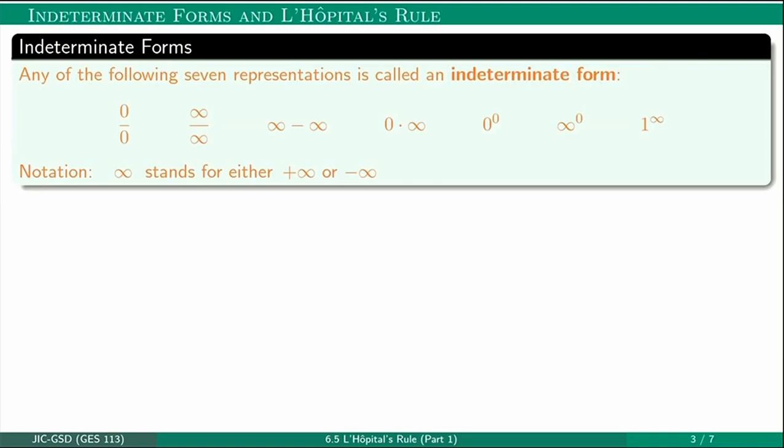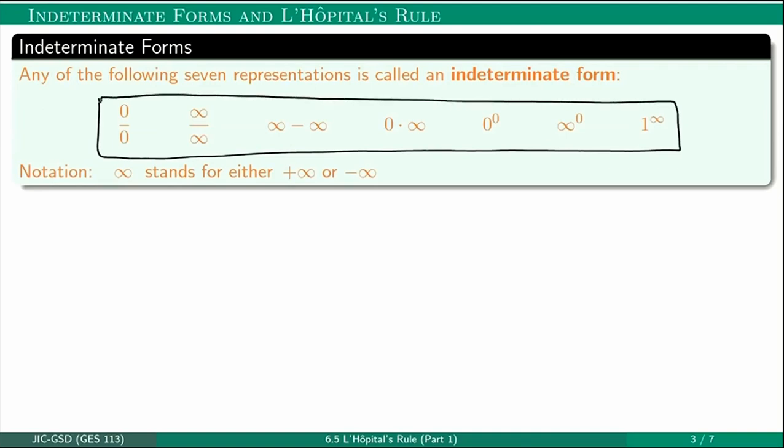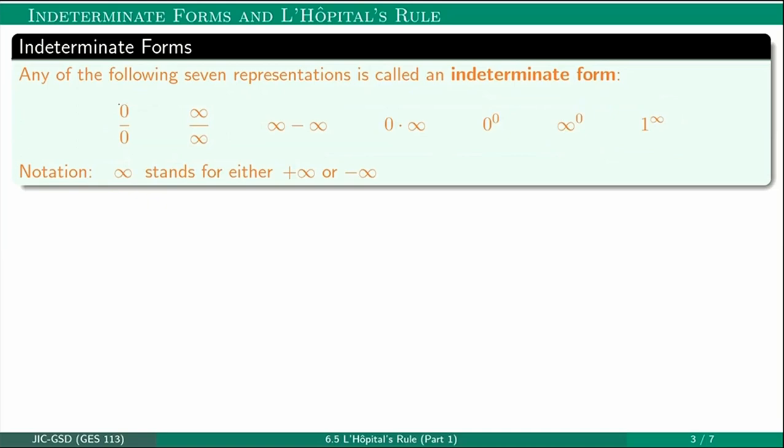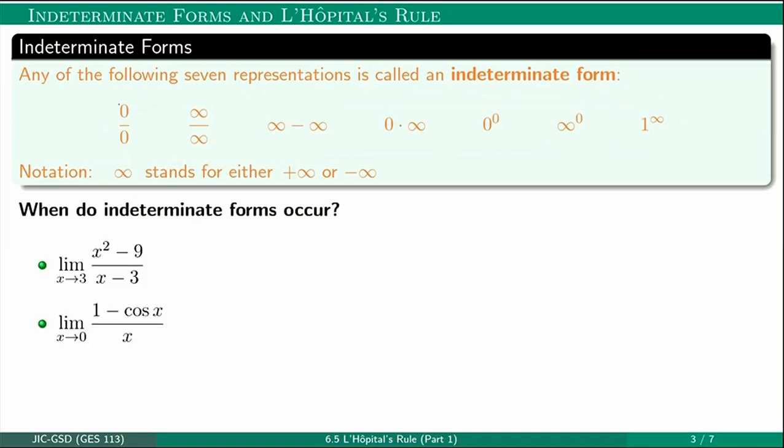Now, what are the 7 indeterminate forms? Any of these 7 representations is actually called an indeterminate form. And in this episode, we are going to consider the indeterminate forms 0 over 0 and infinity over infinity. Take note, these are not real numbers, and that infinity here can either be a positive infinity or a negative infinity. And you have seen this when you evaluated limits in sections 1.2 and 1.3.